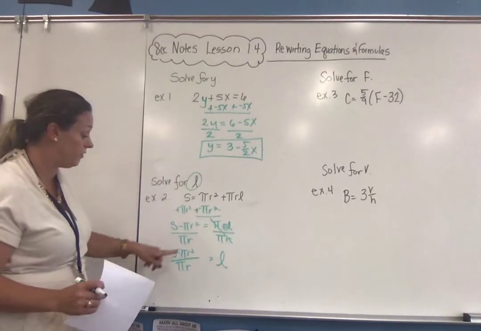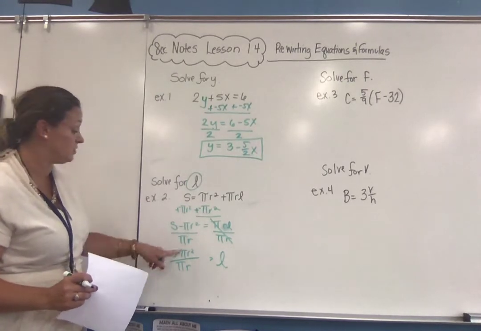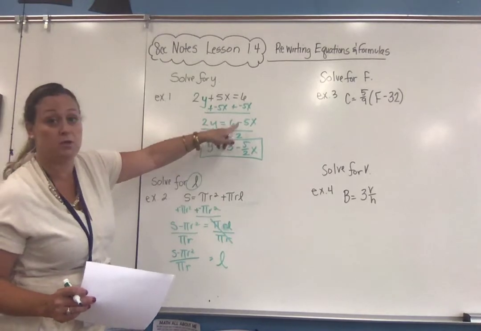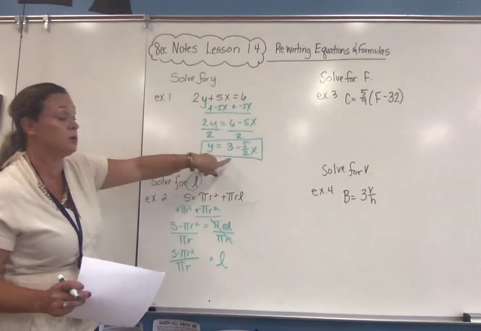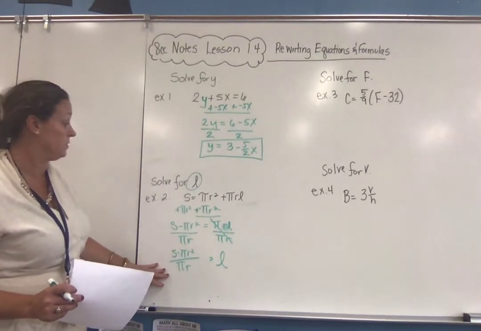It's important for you to know that I cannot cancel out these pi's because pi is not in both of the terms, it's only in one of the terms. Up here, 6 could be divided by 2 and negative 5x could be divided by 2, so I separated them. But because it cannot, I keep them together in example 2.